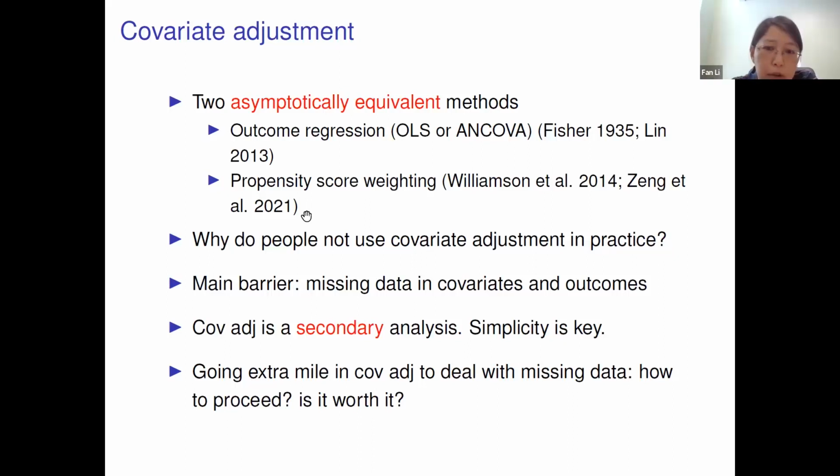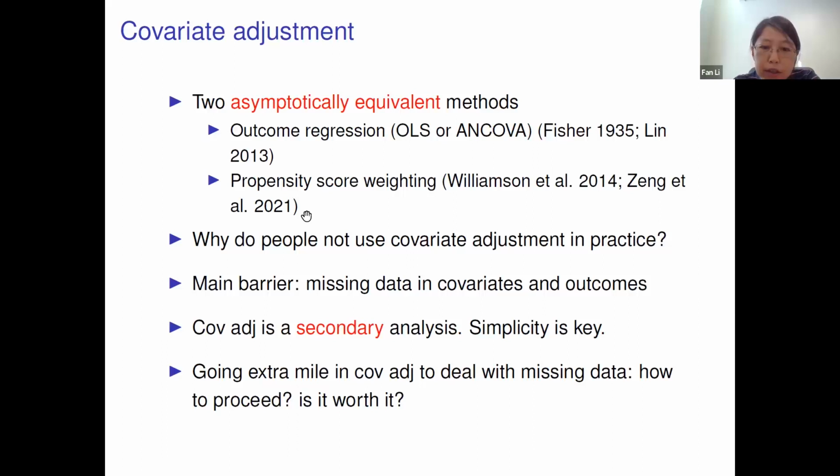And remember, we're talking about covariate adjustment, right? So you either do OLS or you do propensity score weighting. But the point is that if you have missing data in covariates, you first have to deal with the missing data in order to proceed with covariate adjustment. To most doctors and medical researchers, covariate adjustment is already kind of a bonus analysis, a secondary analysis, and so simplicity is key. So if you already have missing data, and then you tell people, oh, you can do multiple imputation, all that kind of thing, then this additional complexity, people just don't want to do it. So that's very, very practical.